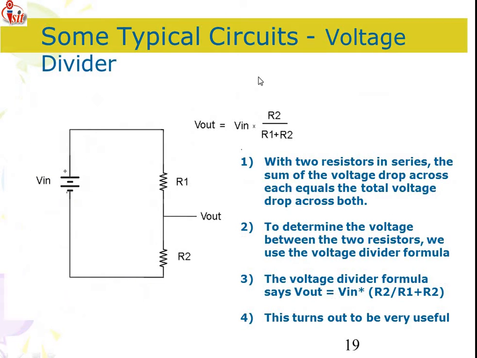Then next are some typical circuits: the voltage divider. Here is the circuit diagram shown for the voltage divider. This is R1, a series resistor with R1 and R2.